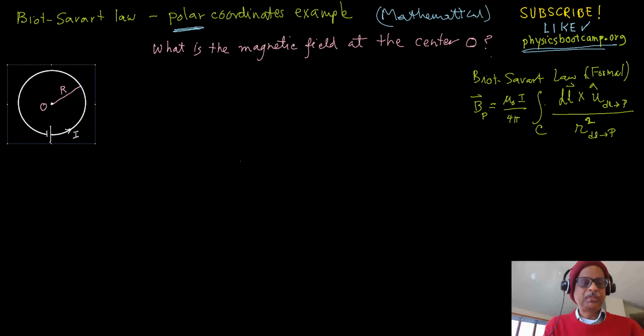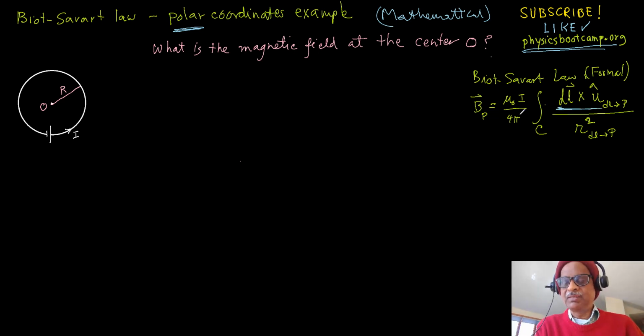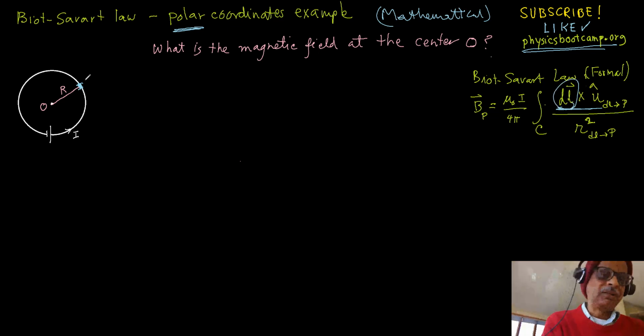Okay. So first thing I'm going to do is, just because this thing is formal, I need to have something I can integrate and actually put the integral. So let's look at an element. So this is the element, that's dl. Well, we will have a vector.